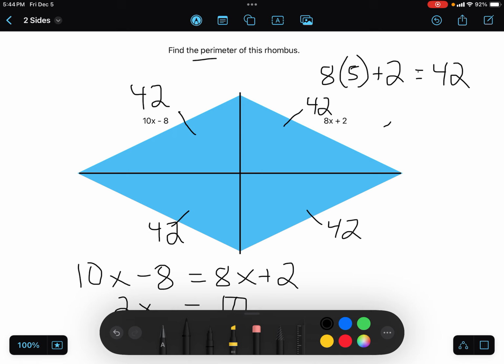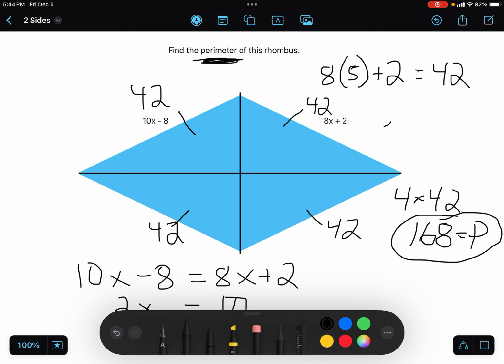But we're asked for the perimeter, and we know that the perimeter of any shape, any polygon, is the sum of all of its sides. So we could do that math by doing 4 times 42. 4 sides that are each 42 units long, which is going to give us a perimeter of 168.